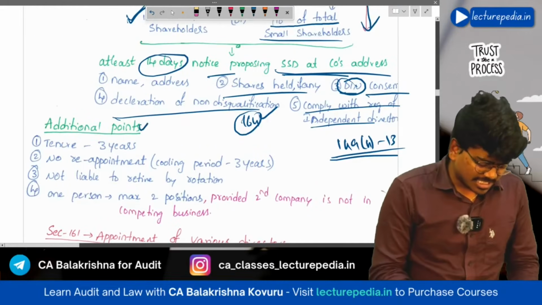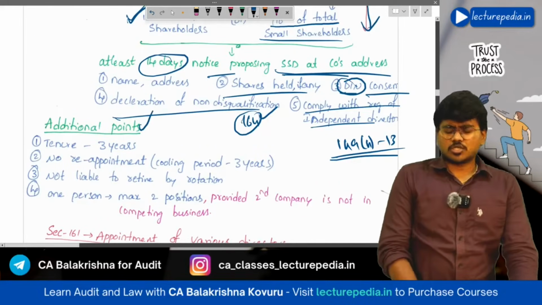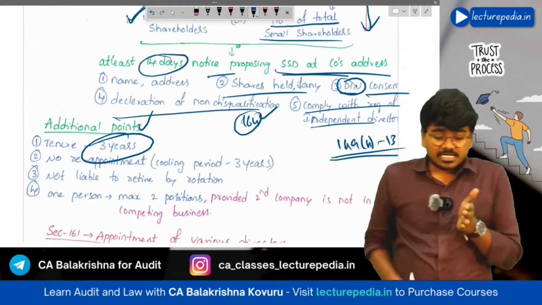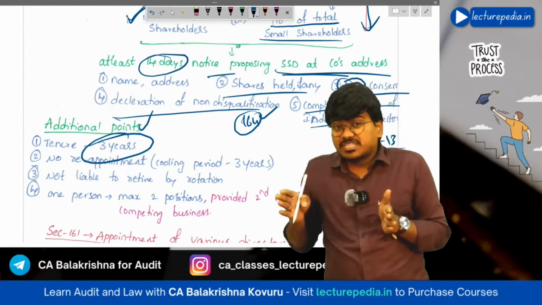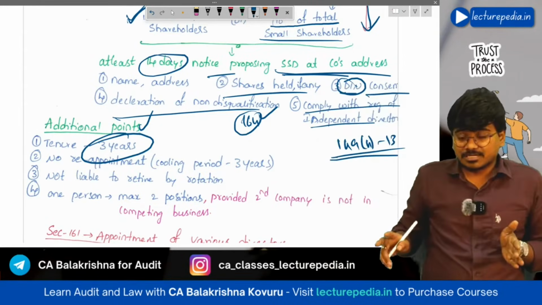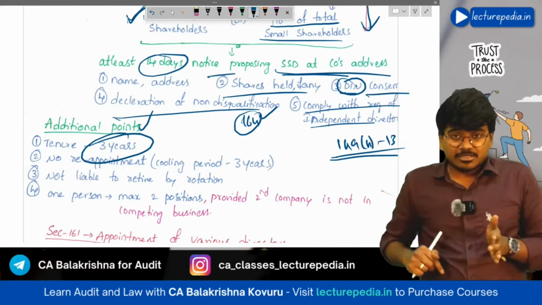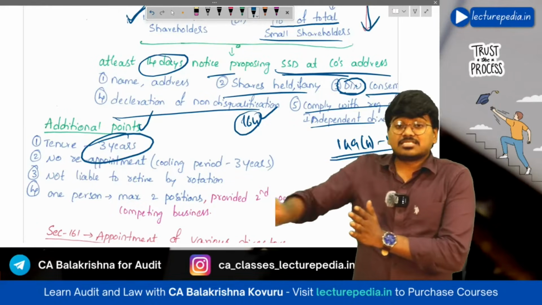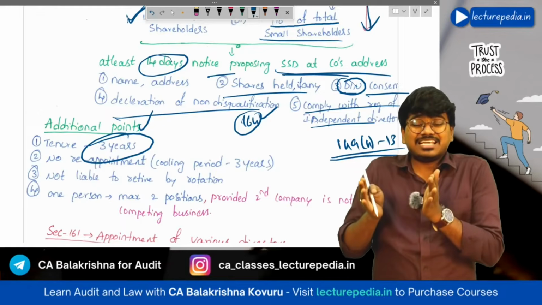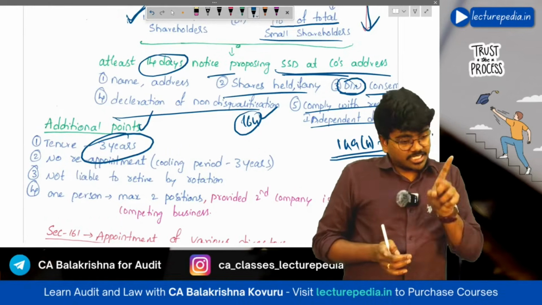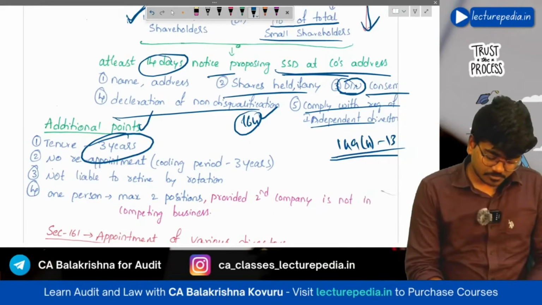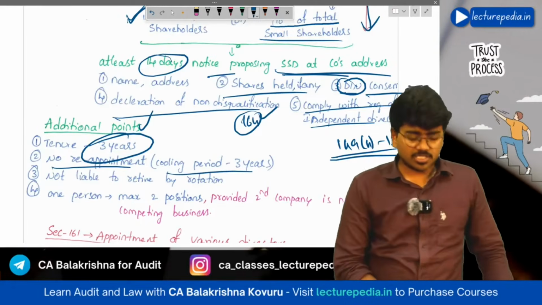Next, some additional points. The tenure of a small shareholder director is 3 years. That means once you appoint a small shareholder director, he will hold the office for a period of 3 years. After 3 years are completed, you cannot reappoint him as a small shareholder director for another 3 years. That means the cooling period is 3 years. The tenure is 3 years, and the cooling period is also 3 years. No reappointment, cooling period is 3 years.